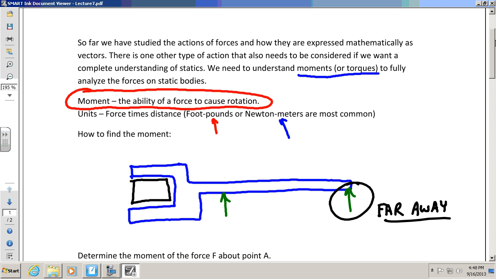So what we learn when it comes to turning stuff is that it's not just the force. It's how far it is away from where the axis of rotation is. In this case, this bolt has an axis of rotation probably right there. We're rotating about that point. And so the further away you get with your force, the more torque, the more moment you're going to be able to give it.